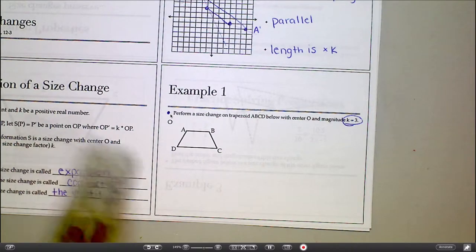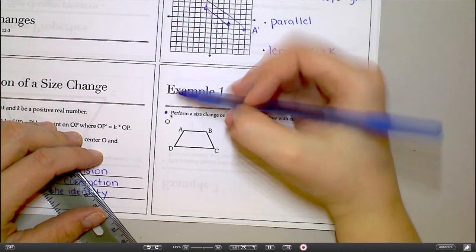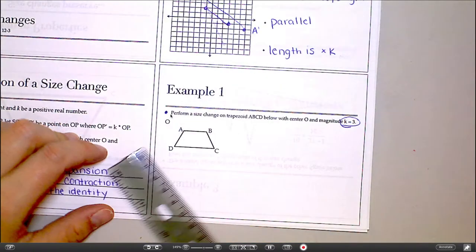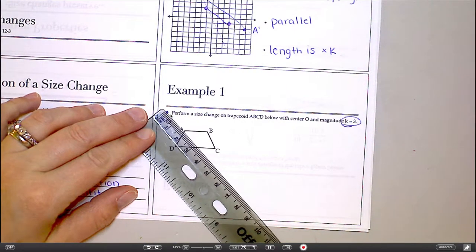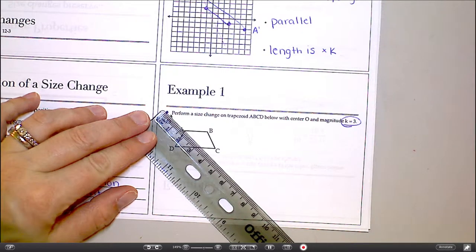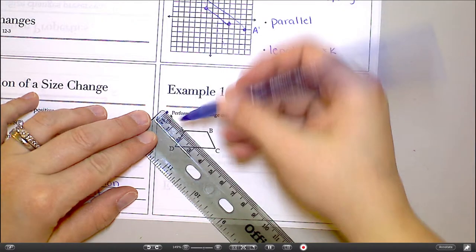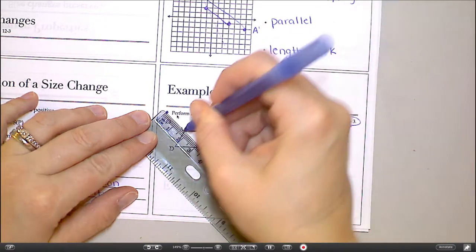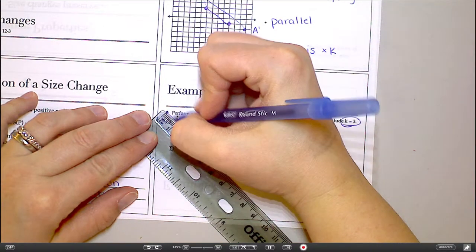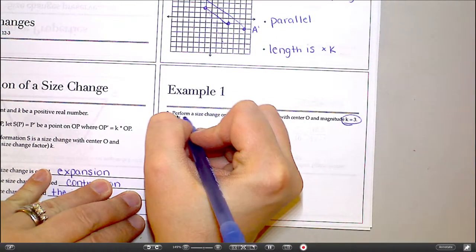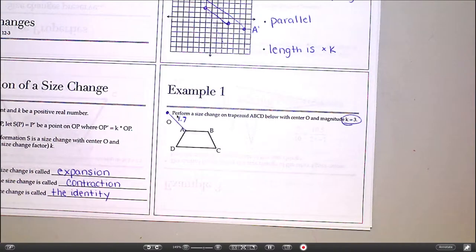Here's what you're going to do. You're going to measure the distance from this point O to this corner, from O to A. I would measure in centimeters, just because it's easier that way. So I'm measuring from O to A, and I get about 1.7 centimeters. So this distance, I got 1.7. What do you think I'm going to do with that 1.7?